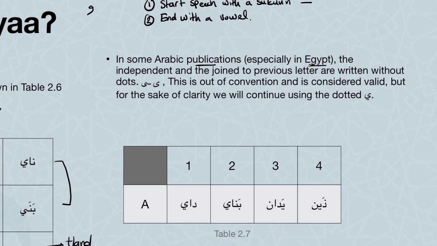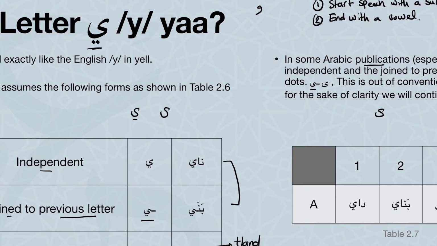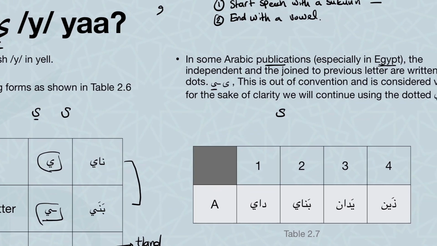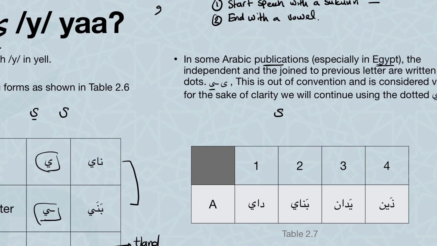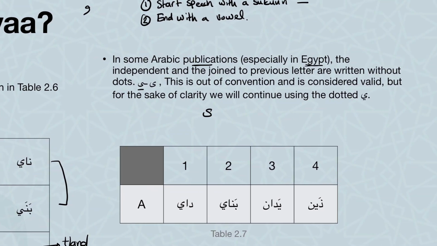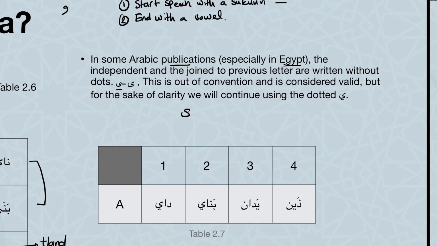So the people in Egypt decided that the ya can also be written without dots if it's final or connected to something before it. So the final ya and the isolated ya can be written in Egypt without dots. And it would be very funny actually, because a lot of people would just tell the Egyptians that they're wrong, where technically they're not. It's just convention.